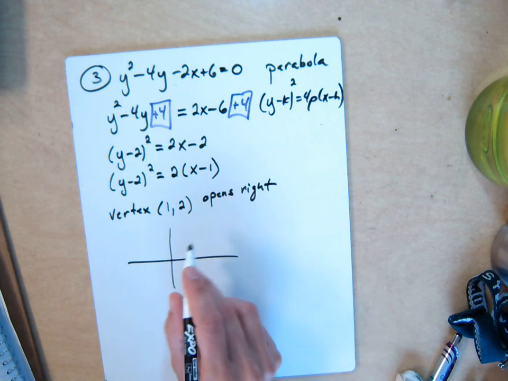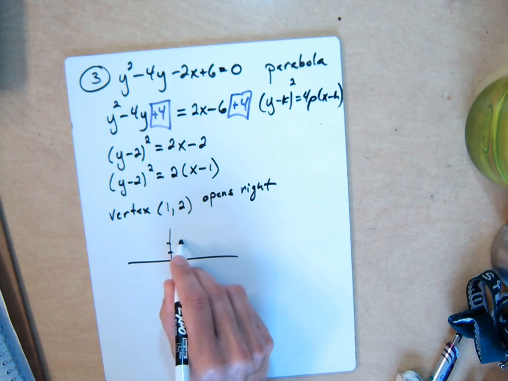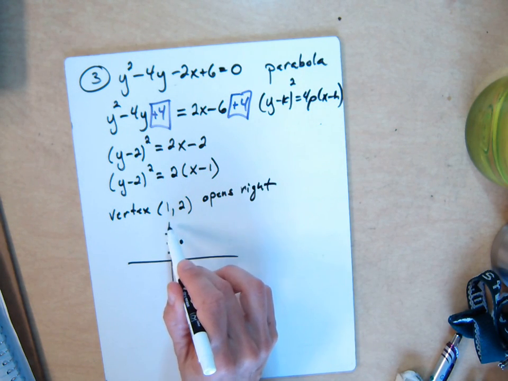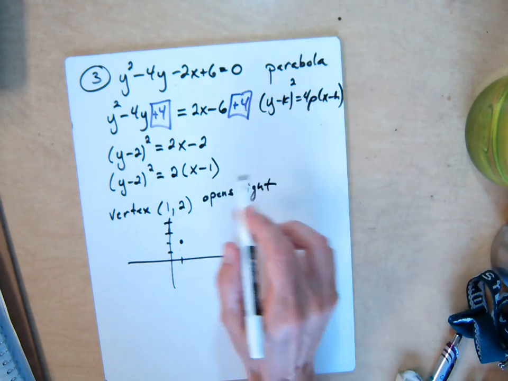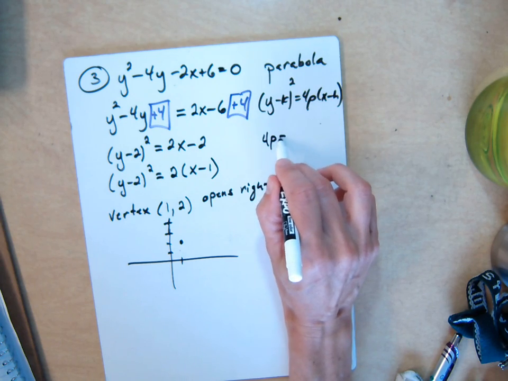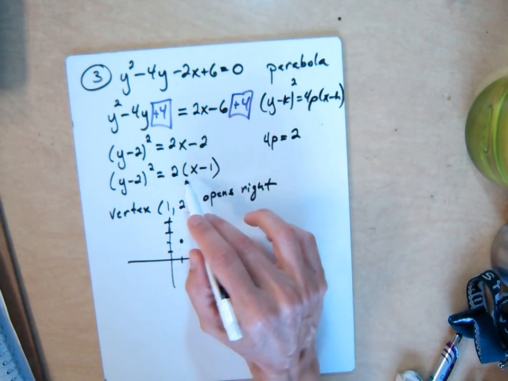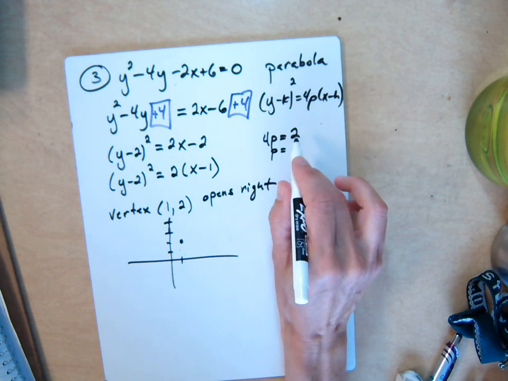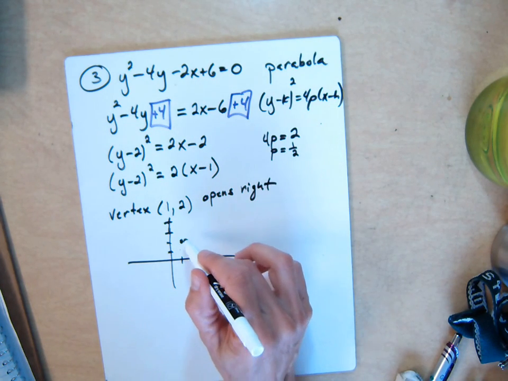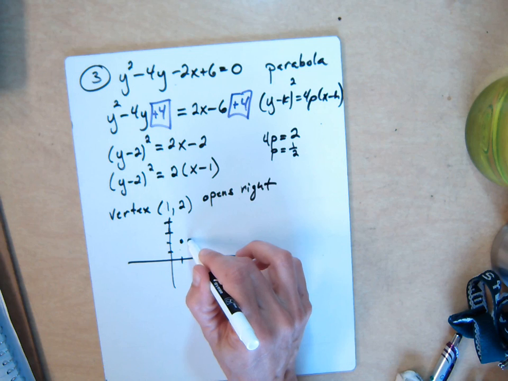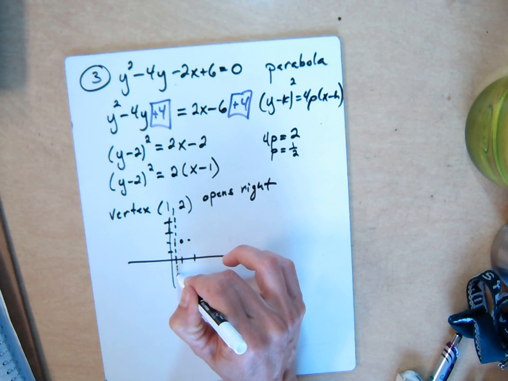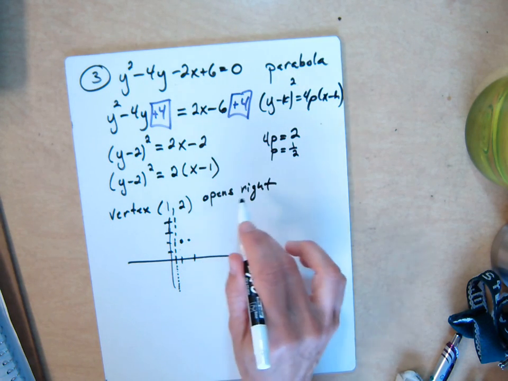So to graph it, we would do, okay, (1, 2) is right here. So we've got the vertex. We know it opens right. We just don't know how wide it opens. So we need to find p. So you take 2 and you set it equal to 4p. 4p equals 2. Just matching it up. Solve for p by dividing both sides by 4. So p is a half. So you would move a half to the right, and that would be your focus, and a half to the left would be where your directrix goes. And then you would open to the right.